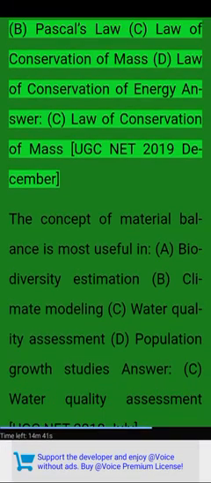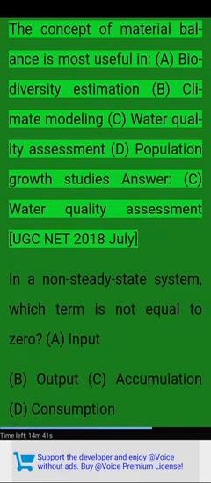UGC NET 2019 December. The concept of material balance is most useful in A. Biodiversity estimation. B. Climate modeling. C. Water quality assessment. D. Population growth studies. Answer. C. Water quality assessment.